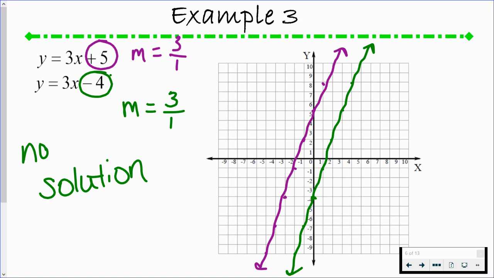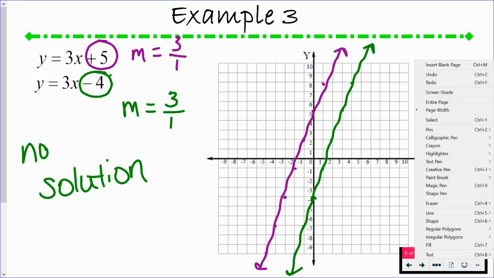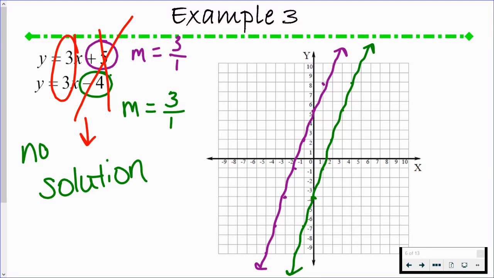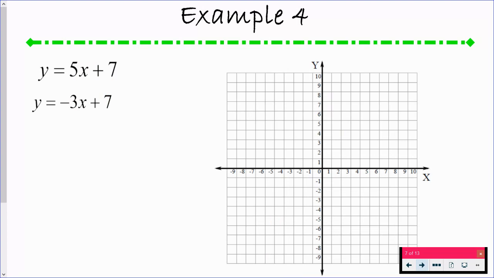Okay. And if you also recall at the beginning of 3 types of solutions that I talked to you about, I told you that if they had the same slope, okay, the same slope, but different y-intercepts, then it's no solution. Okay. Good. Example 4.